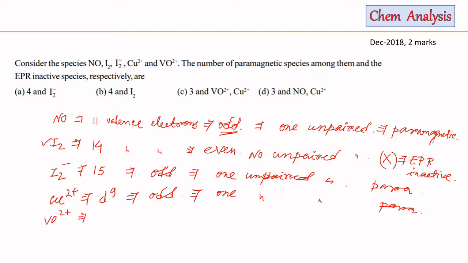And in VO2 plus, since oxygen is 2 minus, the vanadium center will be in +4 oxidation state, and in +4 oxidation state vanadium will be d1, which means it contains one unpaired electron, so it will also be paramagnetic. Therefore NO, I2 minus, Cu2 plus and VO2 plus are paramagnetic, so the number of paramagnetic species is 4, and I2 is EPR inactive. So option B is the correct answer. It is just a lengthy question but a very easy question.